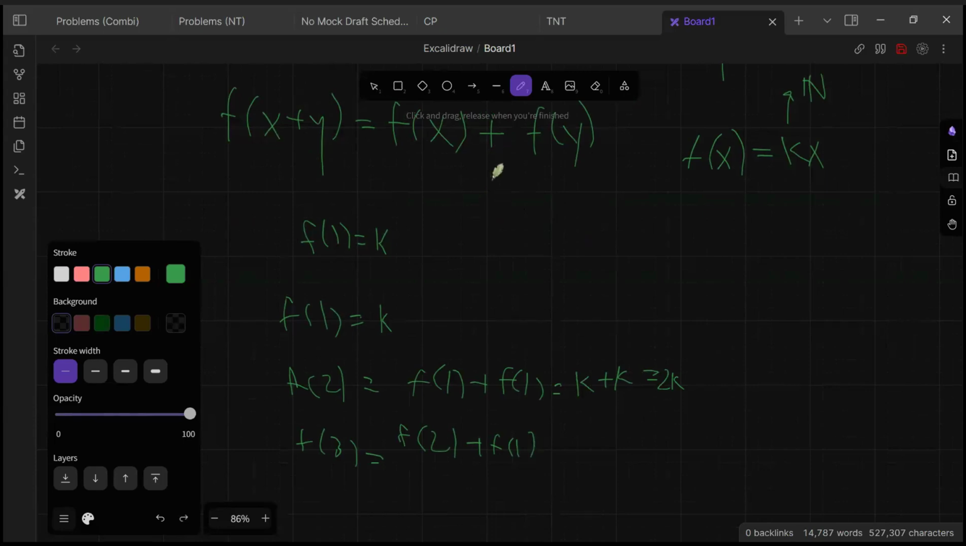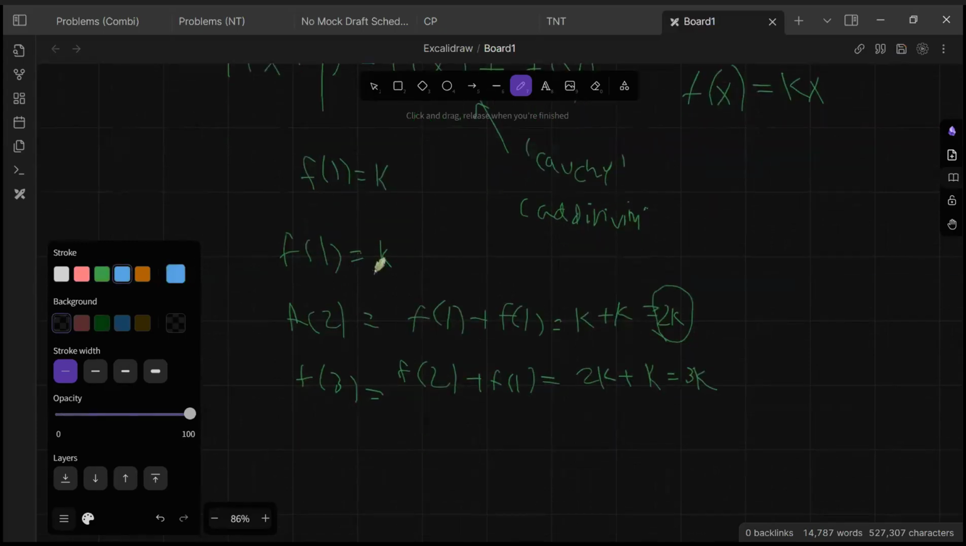We'll call this property either Cauchy or additivity. Usually I like to call it additivity. So by additivity, we have f of 3 is f of 2 plus f of 1, and this gives us 2k plus k, which is 3k, because we've already obtained f of 2 is 2k. So in general, we can see a pattern. f of 1 is k, f of 2 is 2k, f of 3 is 3k, and as expected, f of 4 is going to be 4k, and f of x is going to be xk.